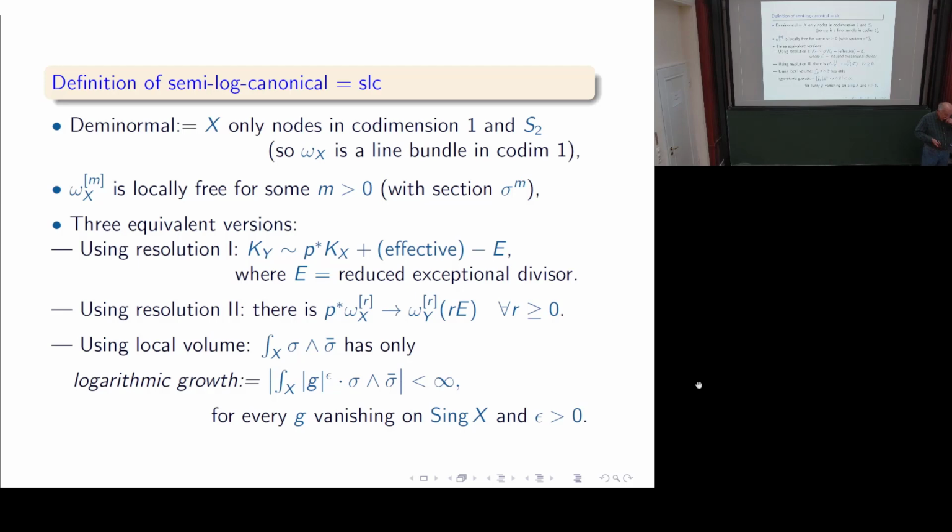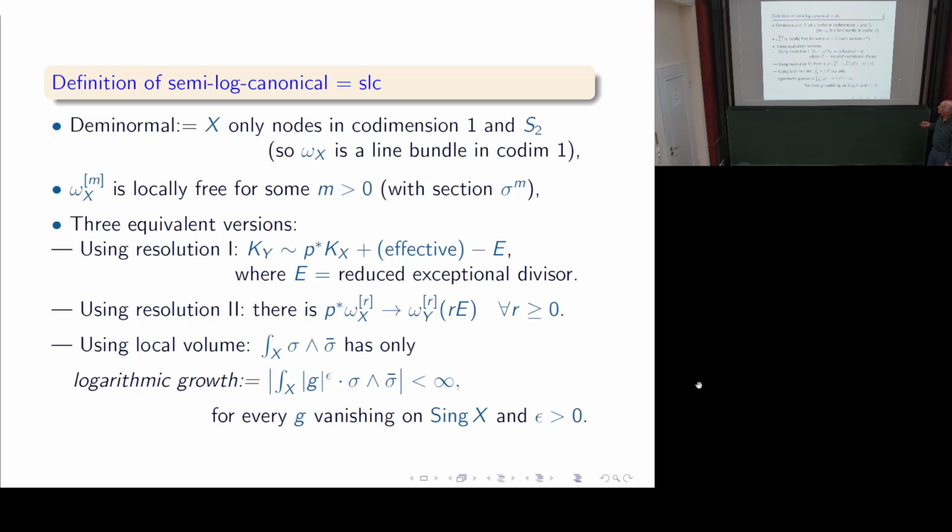So let's see, what's the definition of semi-canonical? First, in codimension one, I should have only nodes. So it's called demi-normal. Normal says regular in codimension 1 and S2. But I allow nodes, so that's the next best thing I can do. Then in codimension 1, we have only nodes and S2.